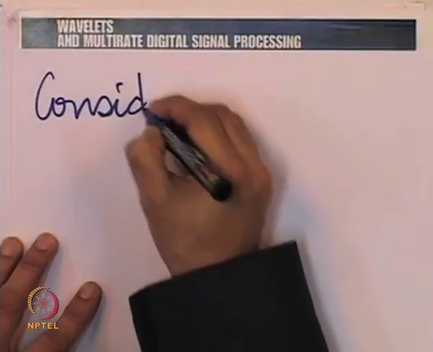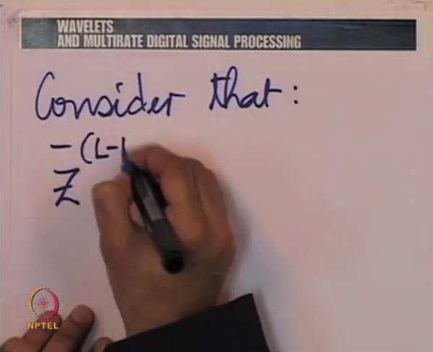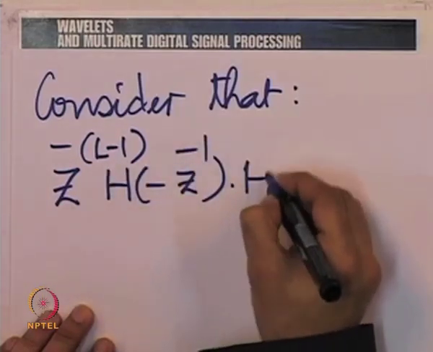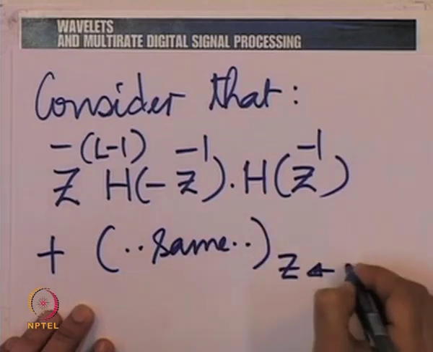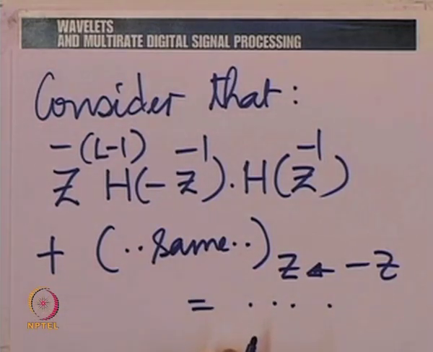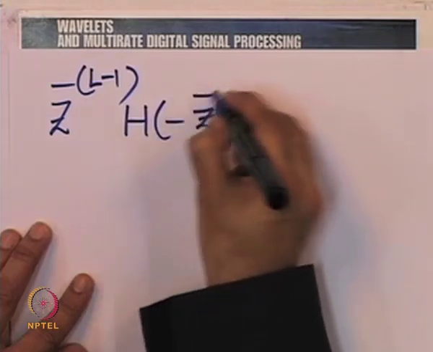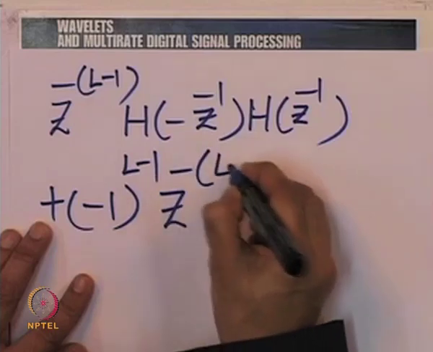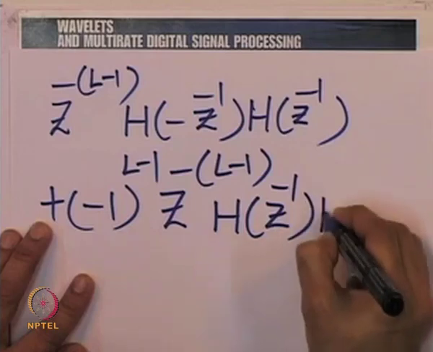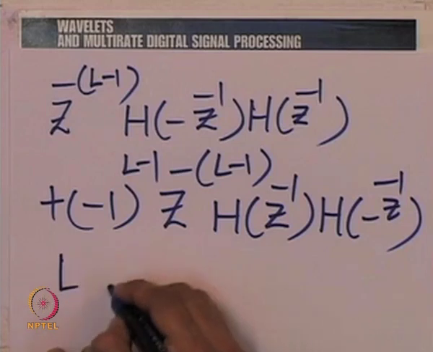Consider that Z raised to the power minus L minus 1 H of minus Z inverse times H of Z inverse plus the same thing with Z replaced by minus Z is as follows. It is essentially Z raised to the power minus L minus 1 H minus Z inverse H Z inverse plus minus 1 raised to the power L minus 1, Z raised to the power minus L minus 1, H Z inverse times H of minus Z inverse. This is very interesting. Remember, L is even.